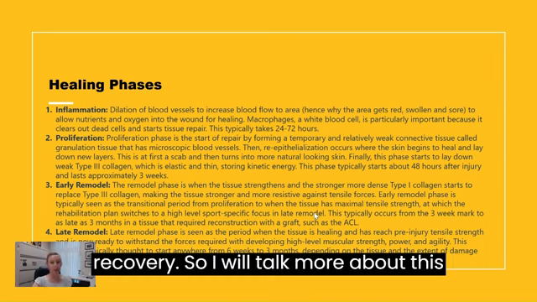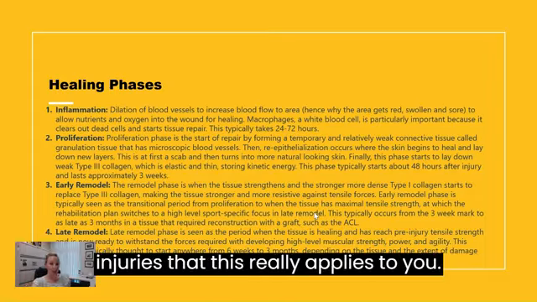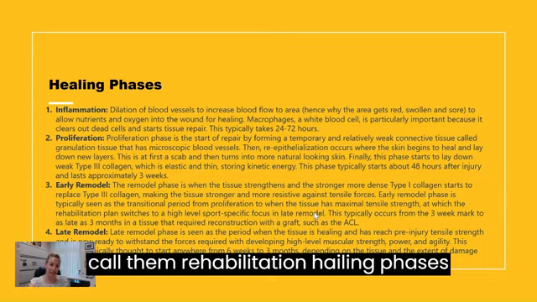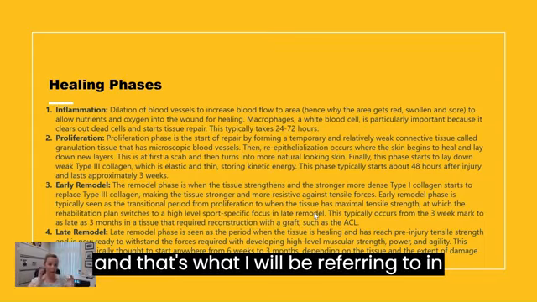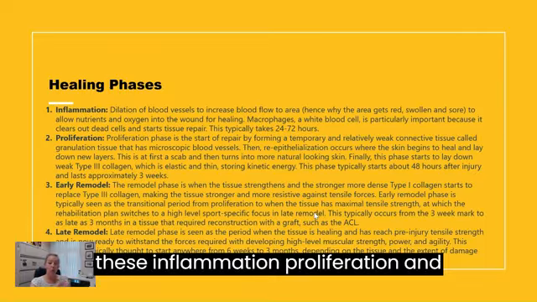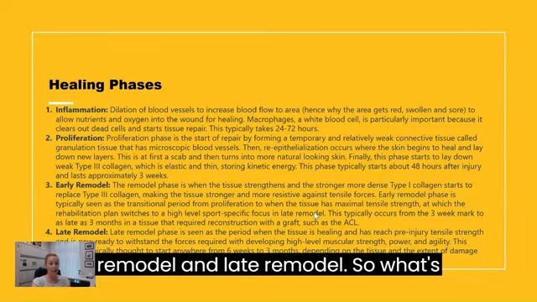So I will talk more about this as we get joint by joint and specific injuries that this really applies to. So for the rehabilitation, I'm going to call them rehabilitation healing phases. And that's what I will be referring to in this class. And that is what I will assess you on. So these phases are these: inflammation, proliferation, and then we break down remodel into 2: early remodel and late remodel.